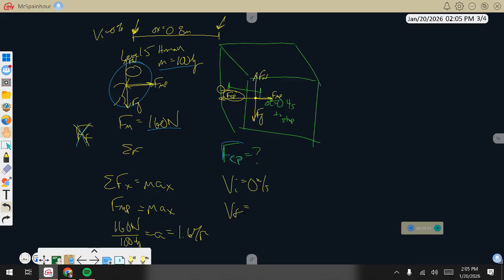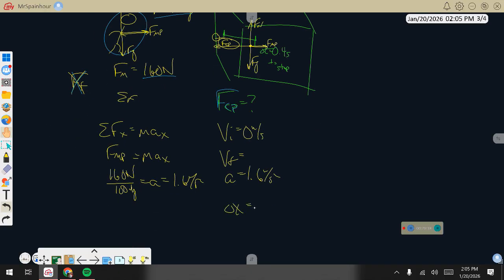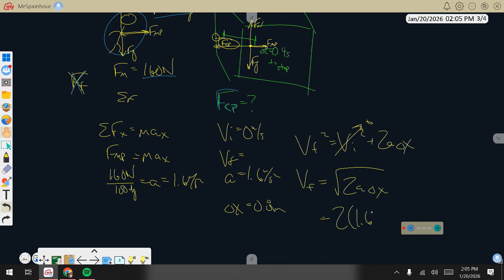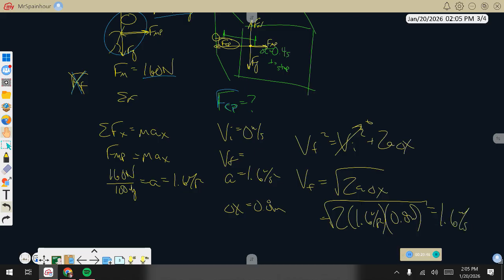Yes? So we know acceleration is 1.6 meters per second squared. We know that displacement is 0.8 meters. Yes? So from here, relatively basic kinematics problem. Velocity initial is 0, so the square root of 2a delta x is velocity final, which would be 2 times 1.6 meters per second squared times 0.8 meters. Square root the whole thing, and you end up with 1.6 meters per second.